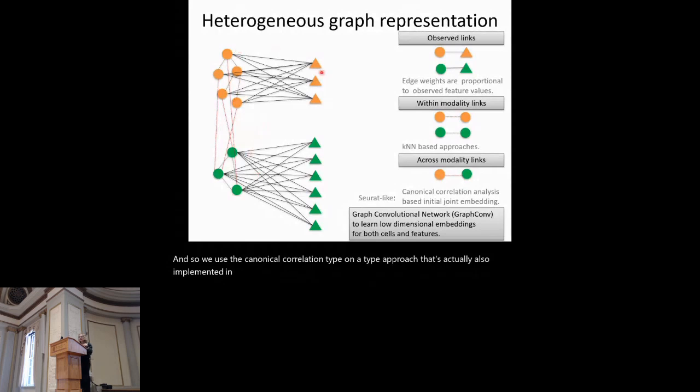So once you have this graph, all you have to do is run a graph neural network on this and learn lower dimensional representations, node representations, for both cell nodes and also feature nodes. So now everything is represented in the same space. And that way, if I want to predict or impute a modality, like the green feature modality for this cell, that's going to be a link prediction problem.